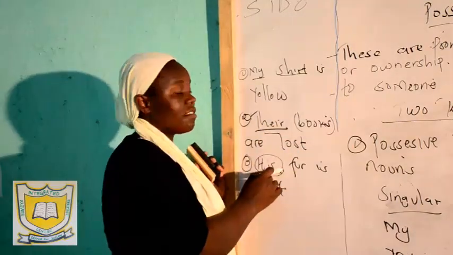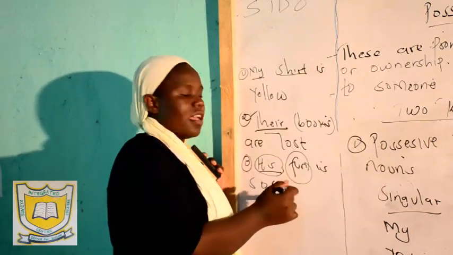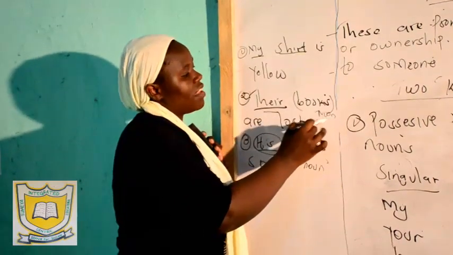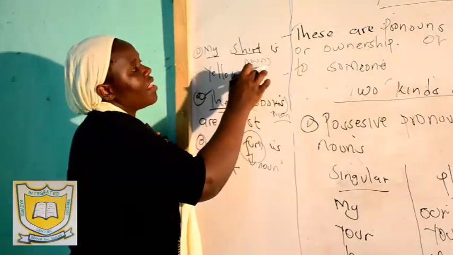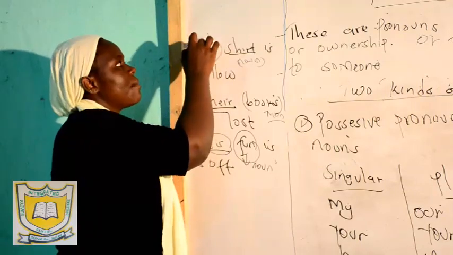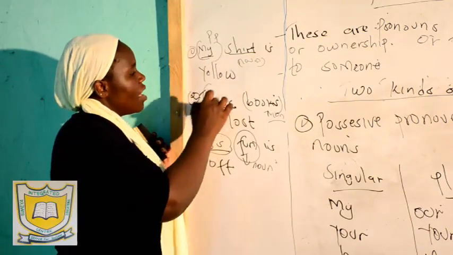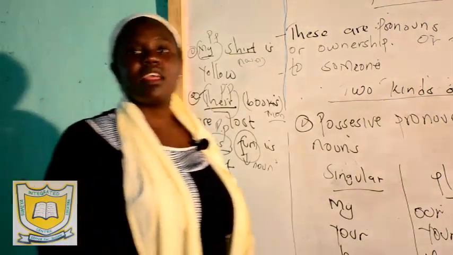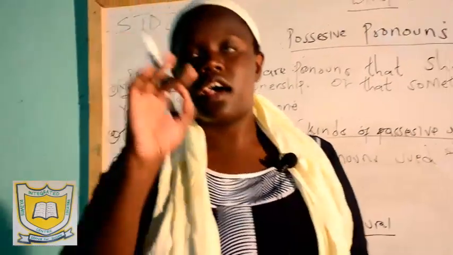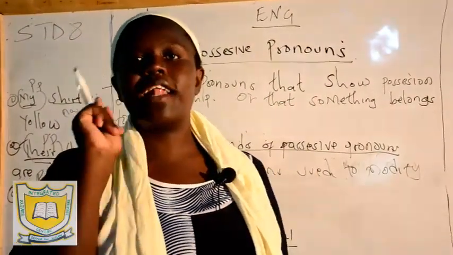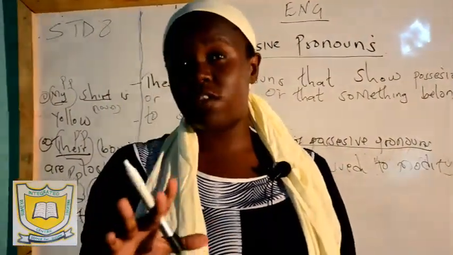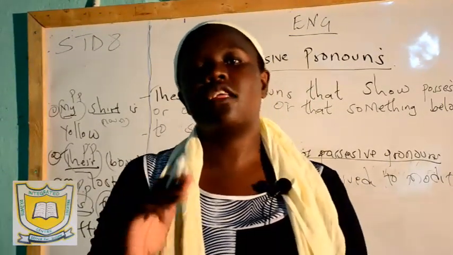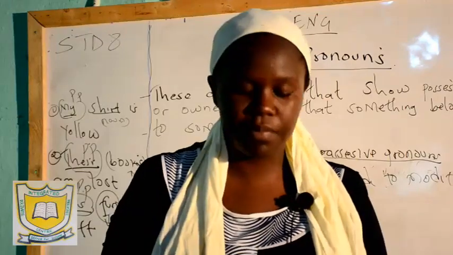It is describing the fur. The fur is a noun in this sentence. Books, noun in the sentence. Shirt, noun in the sentence. My is the possessive pronoun in the sentence. There are two kinds of possessive pronouns. One that is used as a modifier because it comes before the noun. And there are those possessive pronouns that are used in place of a noun.